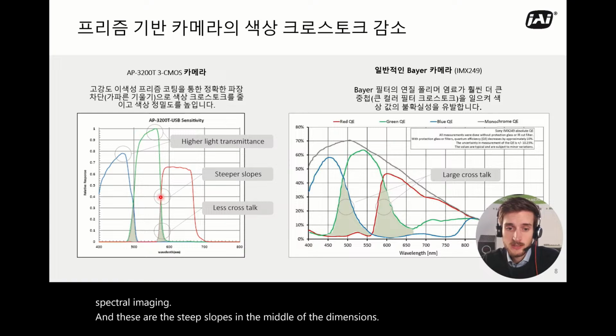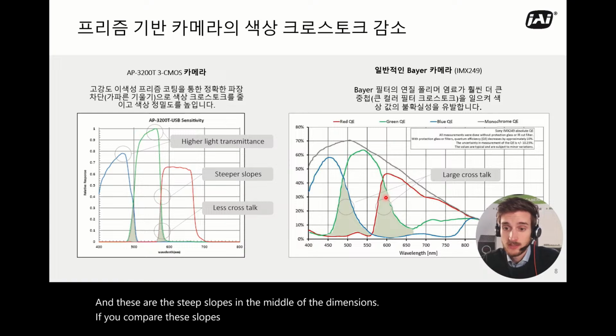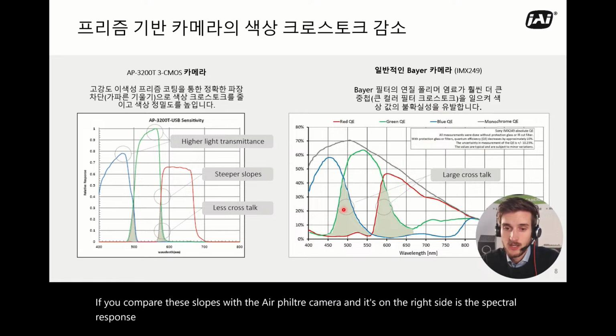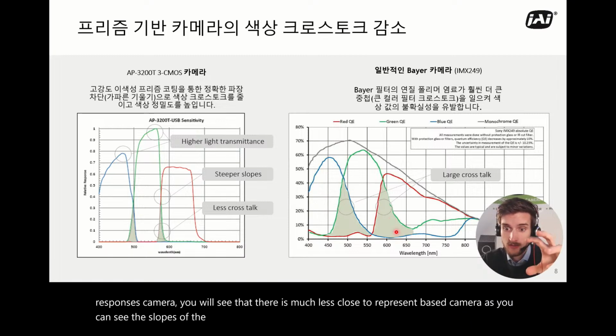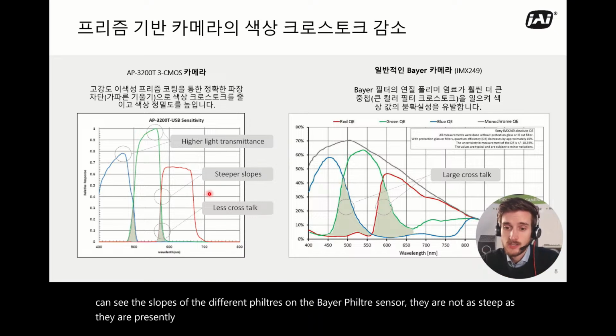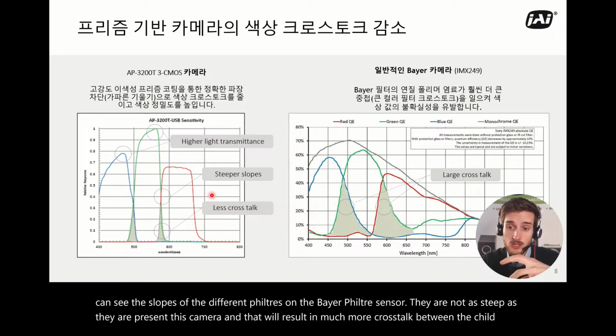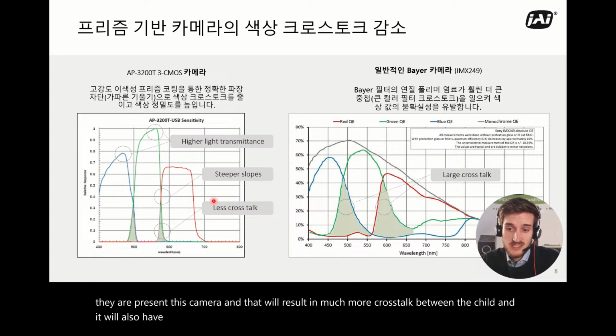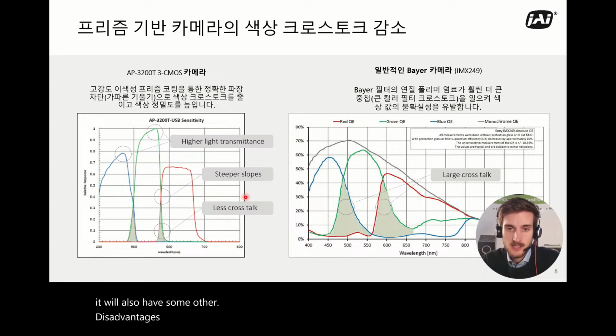If you compare these slopes with a Bayer filter camera, and this on the right side is the spectral response of a Bayer filter camera, you will see that there is much less crosstalk on a prism-based camera. As you can see, the slopes of the different filters on the Bayer filter sensor are not as steep as they are on the prism-based camera. And that will result in much more crosstalk between the channels, and it will also have some other disadvantages that I will show you on the next slides.